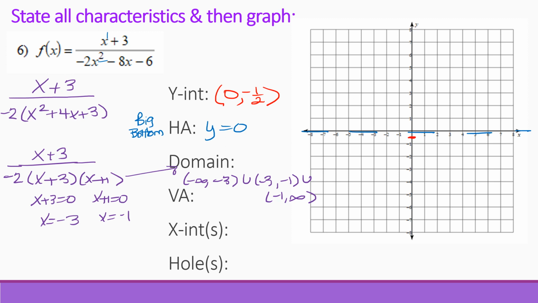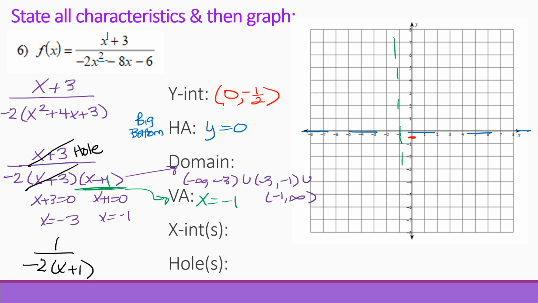Now I'm checking for anything left in the denominator that doesn't reduce. So you'll notice I do have a factor, x plus 3, in the numerator and denominator that reduces. That would leave me with a 1 in the numerator and a negative 2 multiplied by x plus 1 in the denominator. Okay, we'll use that to get our holes in just a moment. The factor left in the denominator does become the vertical asymptote. So x plus 1 equals 0, so my vertical asymptote is at x equals negative 1. So I'm going to go ahead and sketch that vertical asymptote. And there we go.